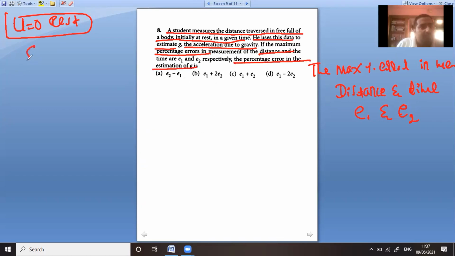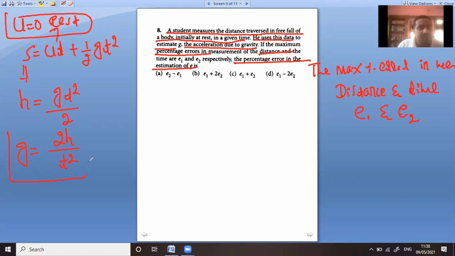So we know that S is equal to u t plus half a t square, that is, half g t square. Initially at rest, so u into t is 0, and with maximum height H, that is g t square divided by 2. So now g is equal to 2H divided by t square. So this is the equation.